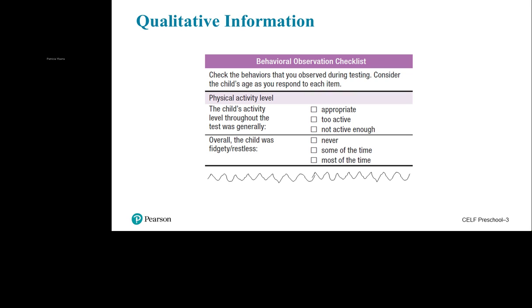You can also document qualitative information about a child's behavior during the evaluation using the behavioral observation checklist provided in the record form. This is just a snippet of the information that you can report on a child's behavior. But there are categories like physical activity level, attentiveness, ability to maintain attention and focus, etc.